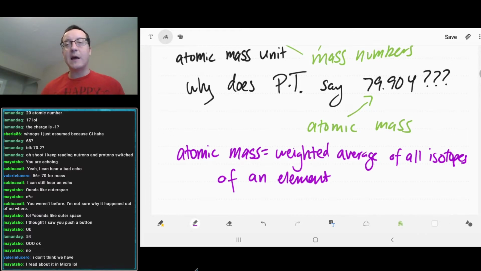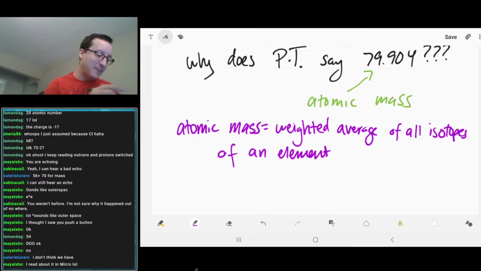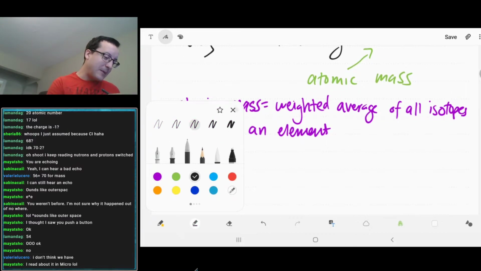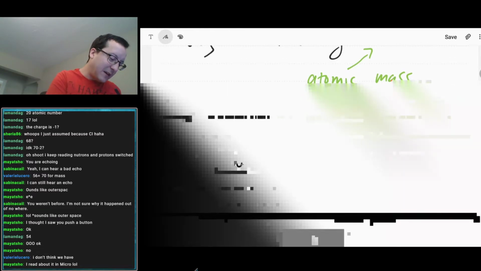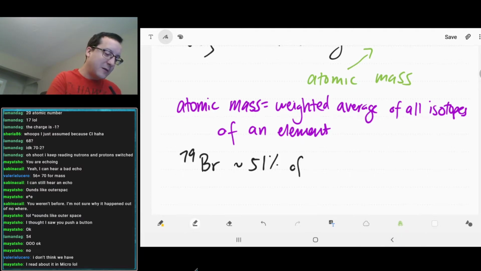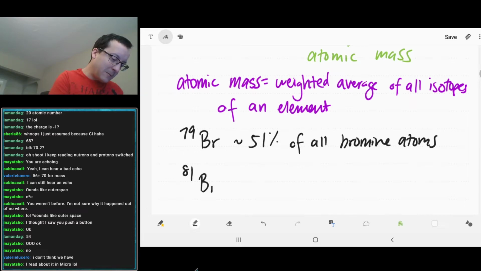So some elements just happen to have 10 stable isotopes, some have 7, some have 3. Bromine particularly just has 2. So the math makes it easy for me to show you why it is that way. It turns out that scientists have done calculations for us that bromine 79 here is roughly 51% of all bromine atoms. And bromine 81 is about the other 49%.